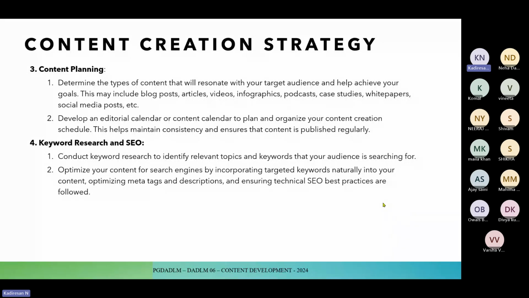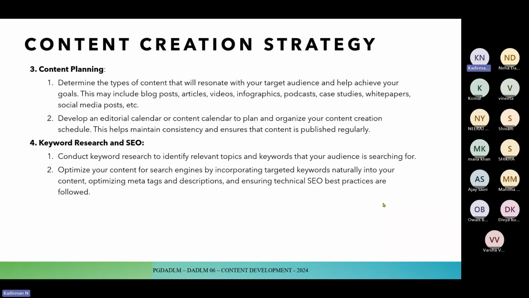And the fourth one is keyword research and search engine optimization. Conduct keyword research to identify relevant topics and keywords that your audience is searching for. Optimize your content for search engines by incorporating targeted keywords naturally into your content, optimizing meta tags and descriptions, and ensuring technical search engine optimization best practices are followed. So whenever you create content, you should also make sure it is identified by most users. The content you create has to reach the target audience and also reach the maximum number of users. That is the main motto of your content creation.